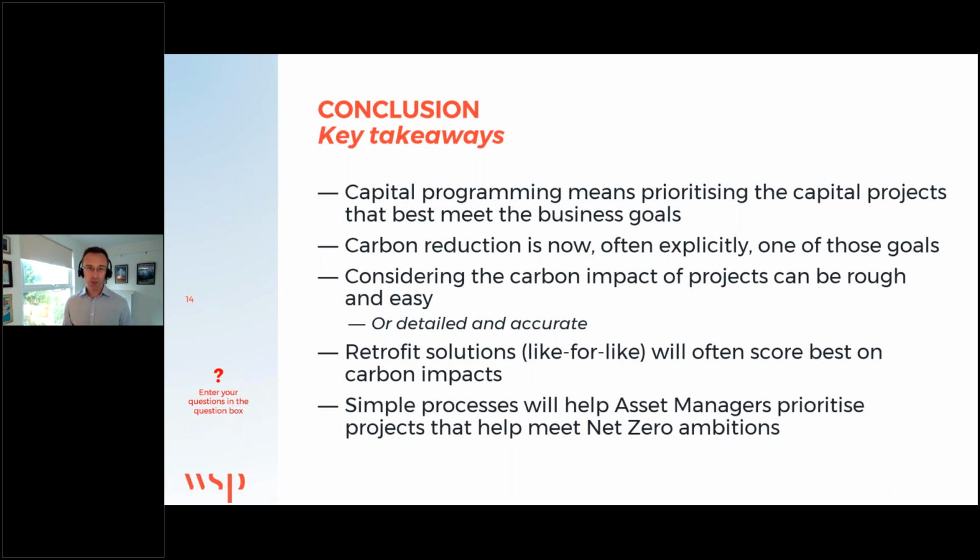Retrofit solutions, assuming that they are like-for-like delivery of the benefits, will often score best on carbon impacts and therefore get prioritized up in a capital programming process. And simple processes are going to help asset managers to prioritize those projects that help us all meet our net zero ambitions.